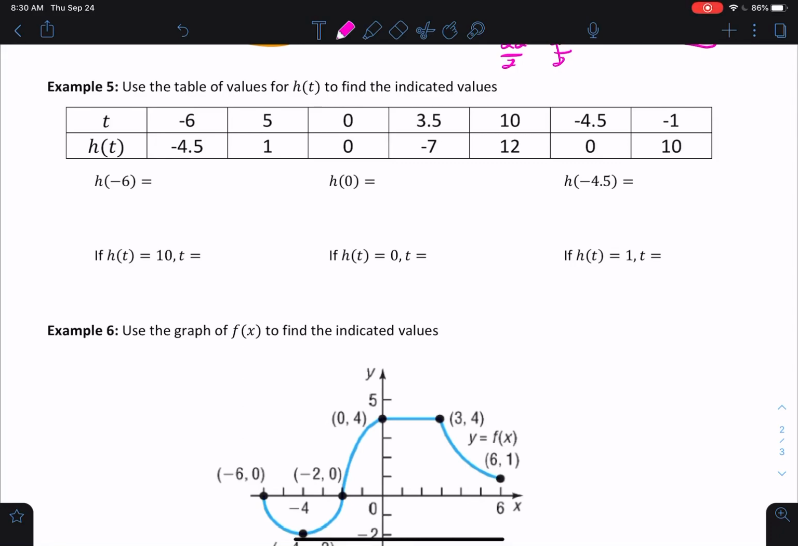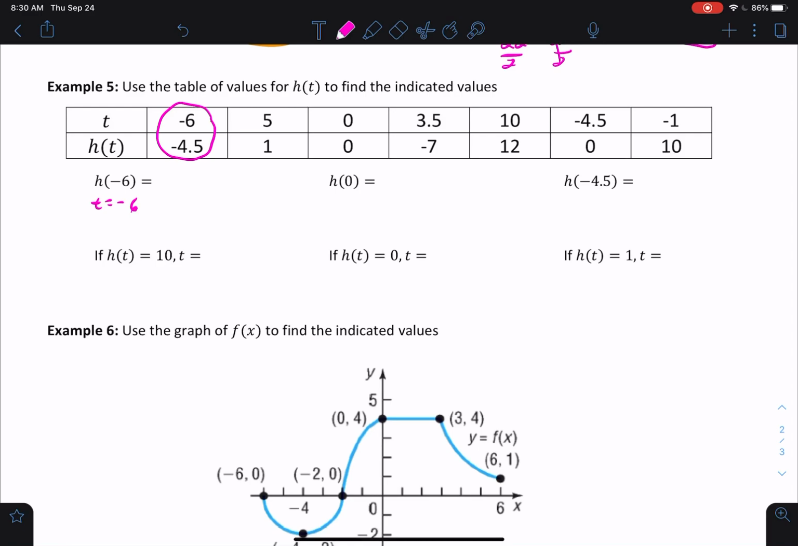Alrighty, so what if we're dealing with our function being represented not as an equation, but as a table? How does this work? How can we still use function notation to evaluate these? Okay, so h of negative 6. That's saying t is equal to negative 6. So I'm going to look in my table, where is t negative 6? Right here.